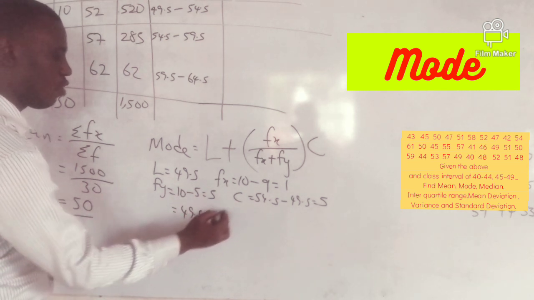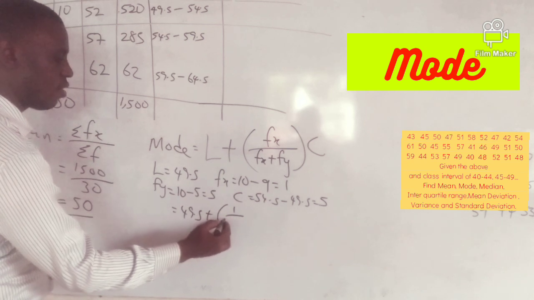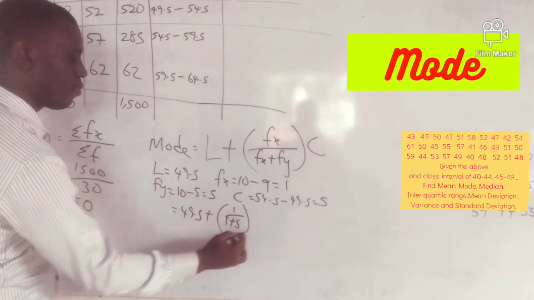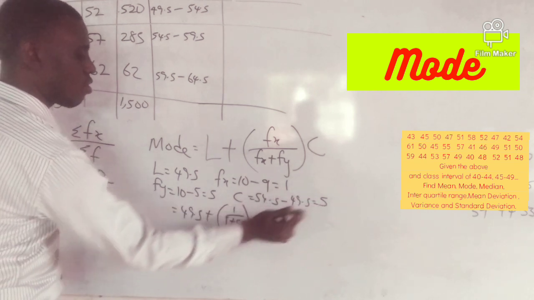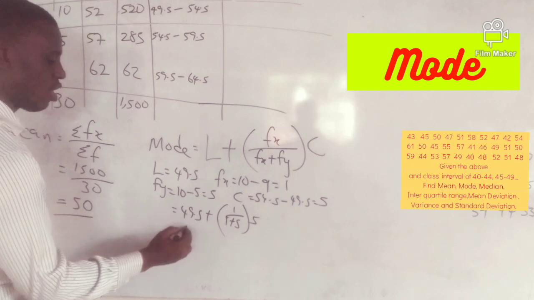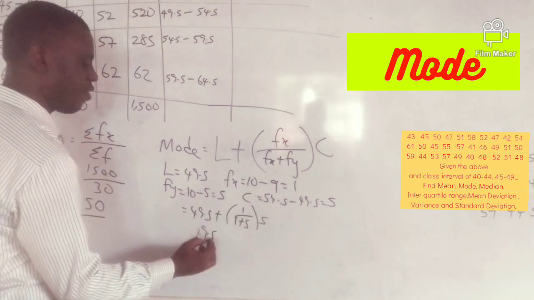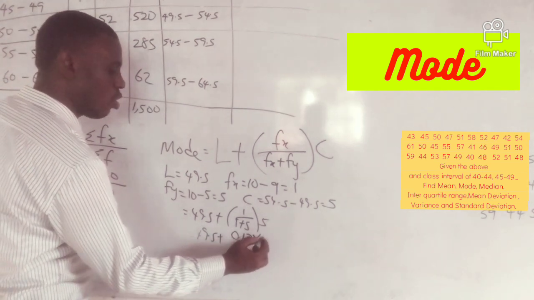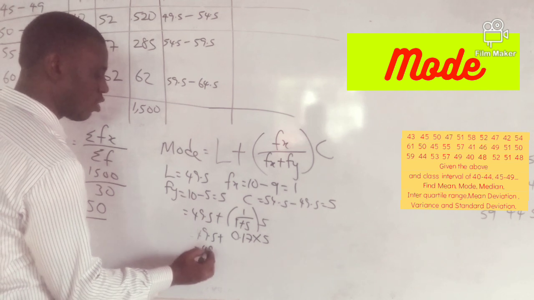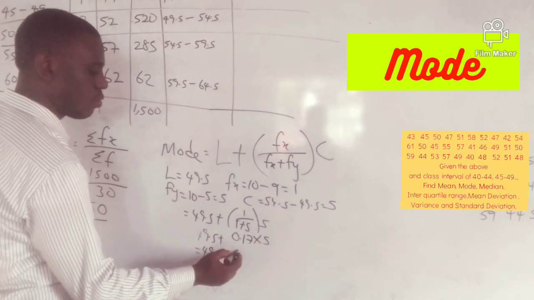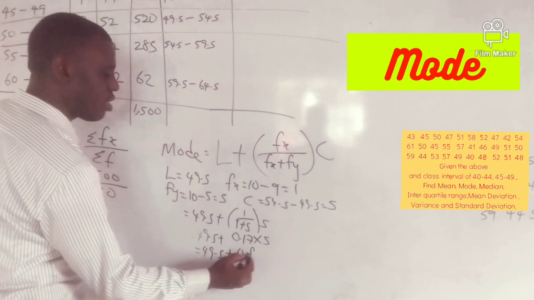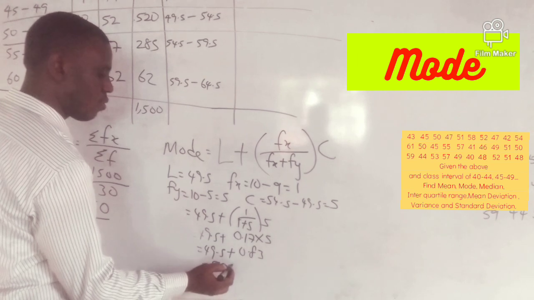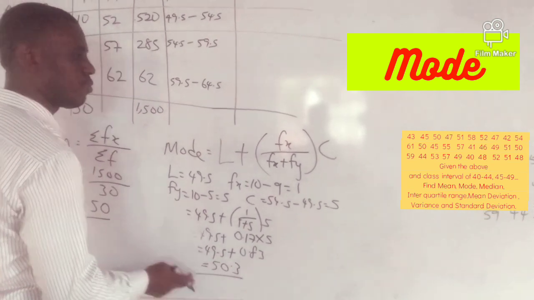So the mode is 49.5 plus 1 over 1 plus 5, times 5. That's 49.5 plus 0.17 times 5, which is 0.83. And that gives you 50.3.